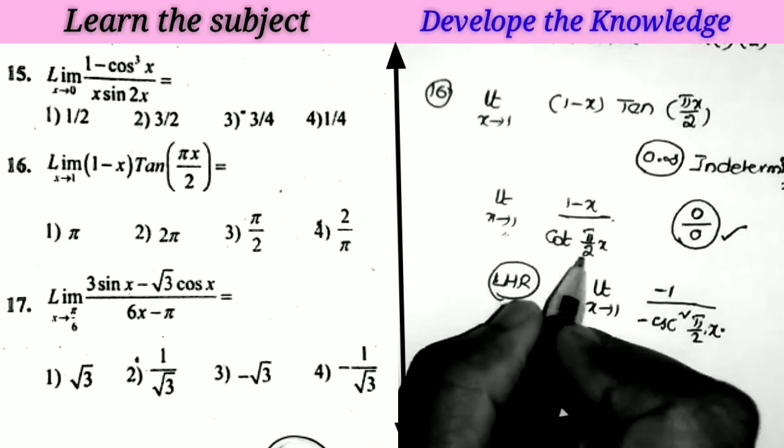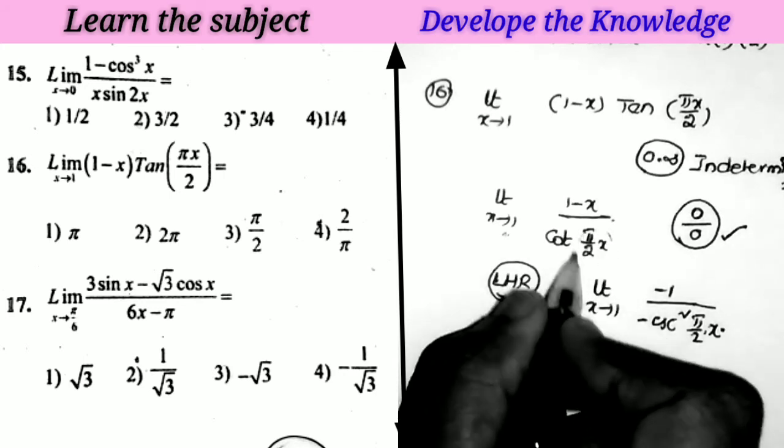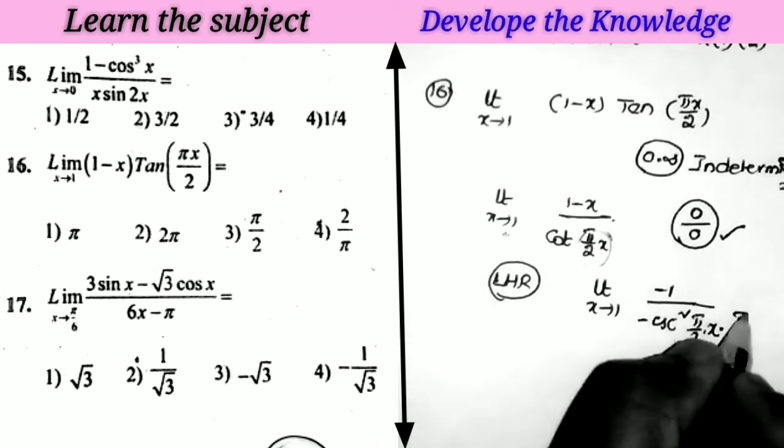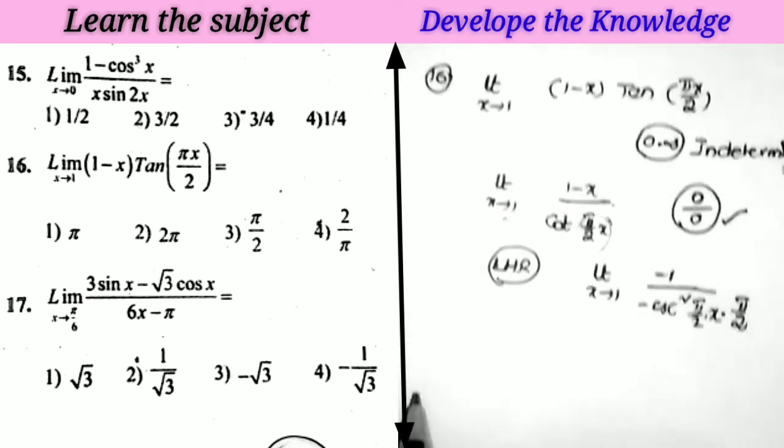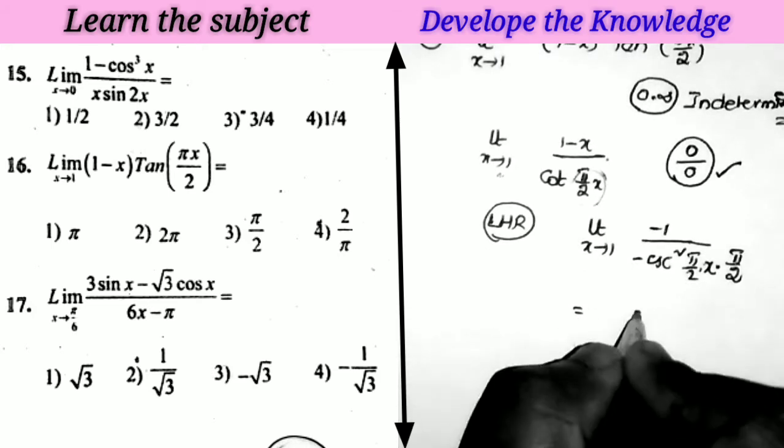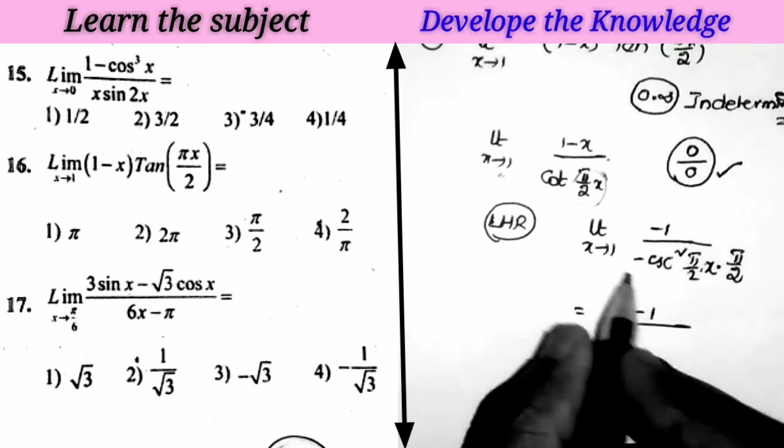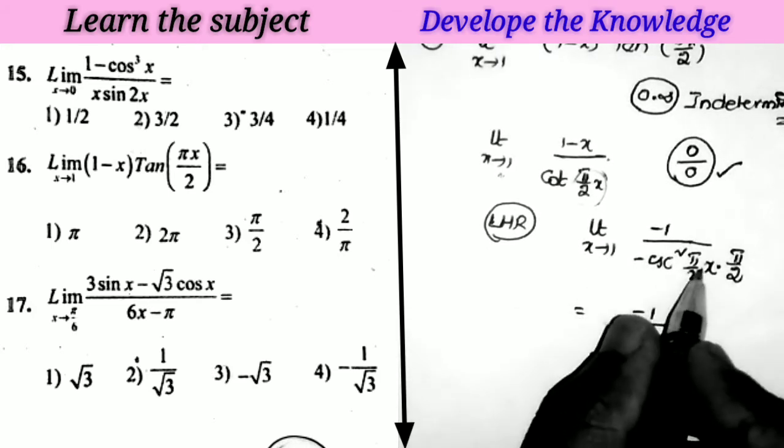But what is x here? x is equal to pi x by 2. Again, pi x by 2 derivative is equal to pi by 2. Now replacing x is equal to 1, that is minus 1 by minus cosecant square pi by 2.